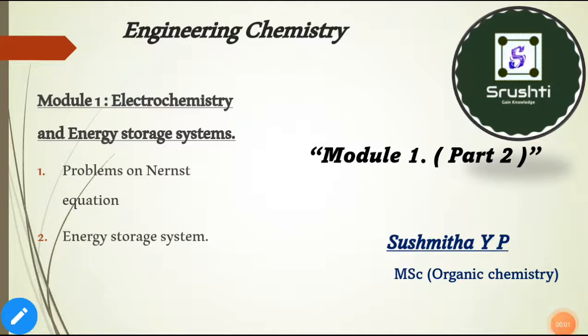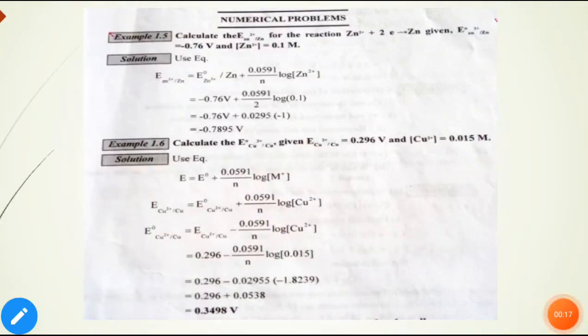Everyone. Today we have to solve the problems based on the Nernst equation, and also we have to study the energy storage system. That means what the electrodes are and what the types of electrodes are that we have to study in this session. Last class we derived the Nernst equation. Today, by using the equation, you have to solve the problems.